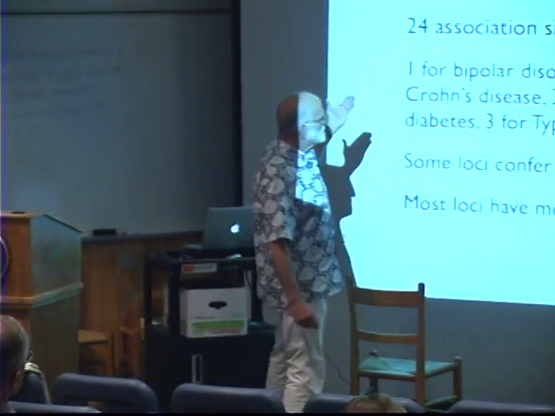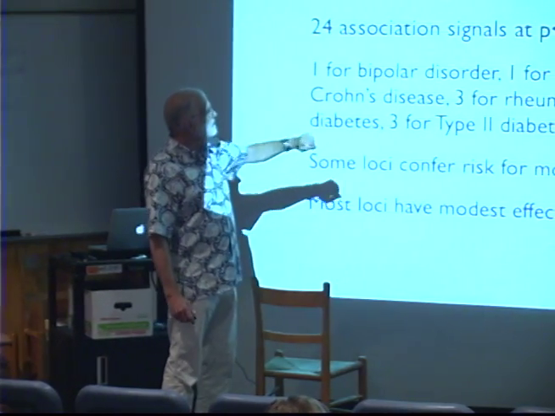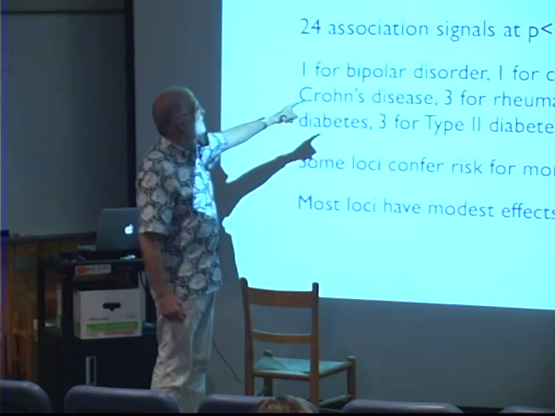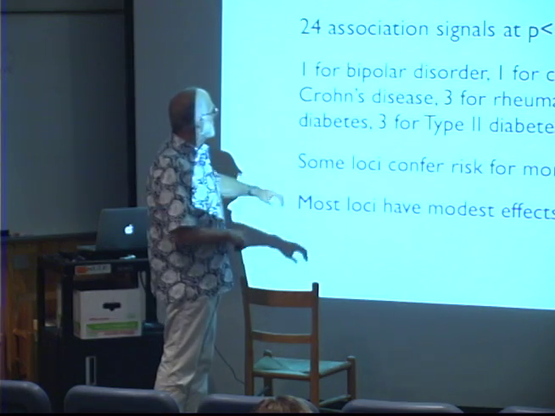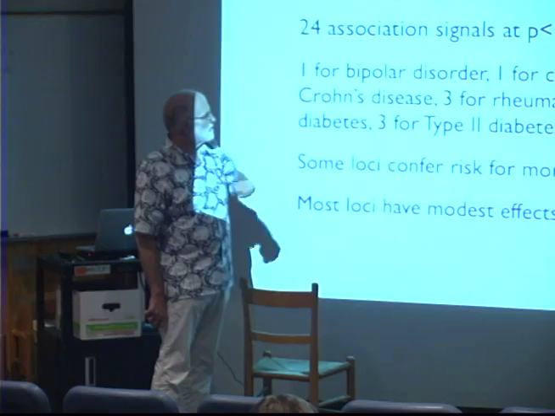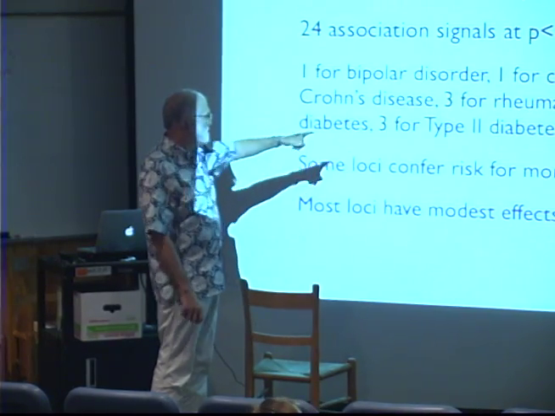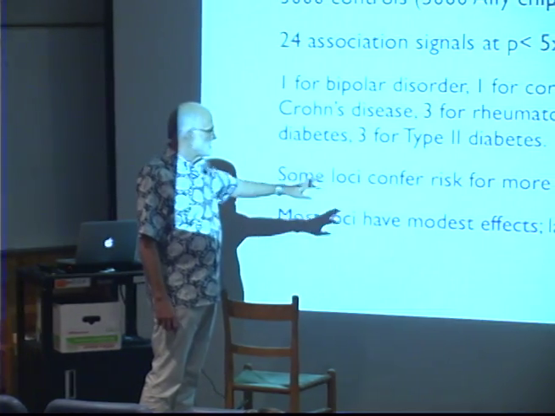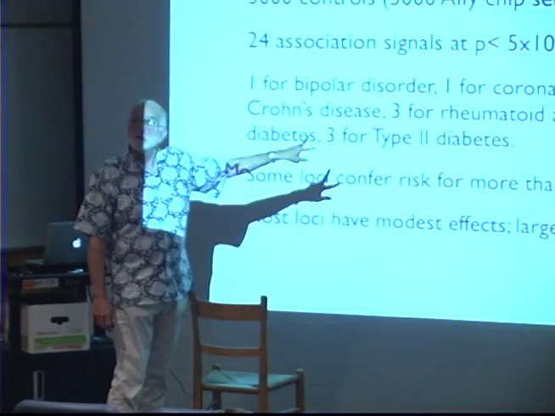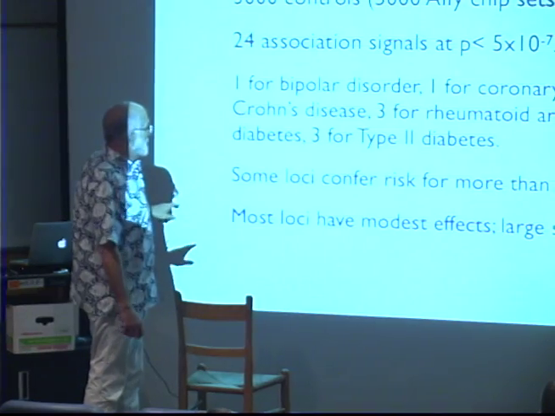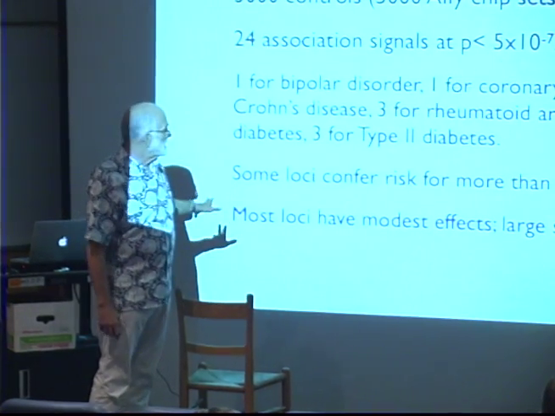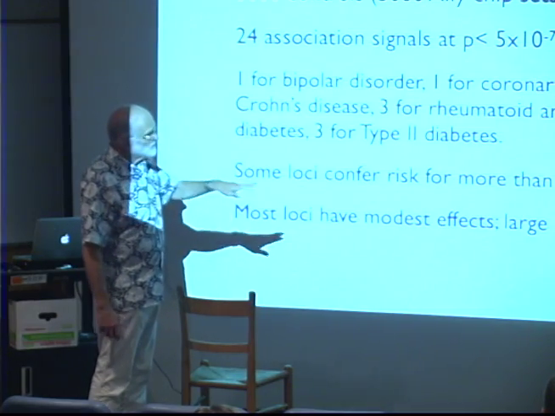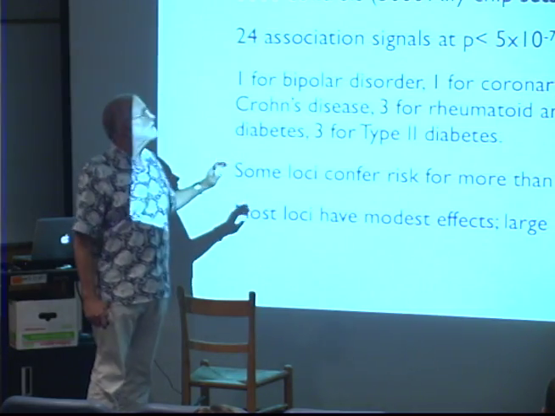What they picked up was, oh, we have a gene for bipolar disorder, or we have a SNP associated with some gene for bipolar, 1 for coronary heart. They picked up 9 for Crohn's, 3 for rheumatoid arthritis, 7 for type 1 diabetes, and 3 for type 2 diabetes. Some of these are conferring risk for more than one disease. There's a bit of overlap in the diabetes hits. And most of these loci are having pretty modest effects, okay? So they emphasize the need for large samples. We'll come back to that.